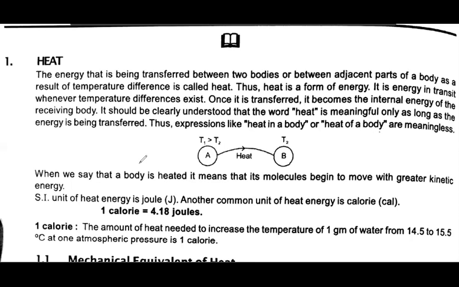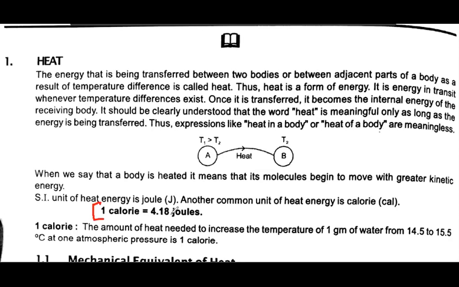Now, when we talk about heat, obviously it is a form of energy. So if it's a form of energy, it will have the same unit as energy, which is joule. But there's one more unit that we commonly use, which is the calorie. And 1 calorie is equal to 4.18, or basically we'll be using 4.2 joules.